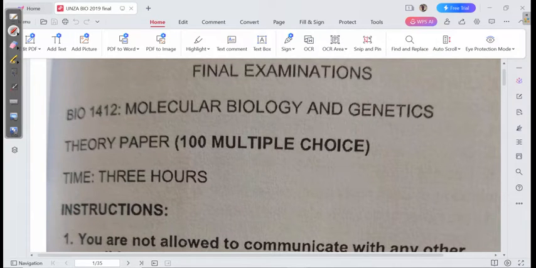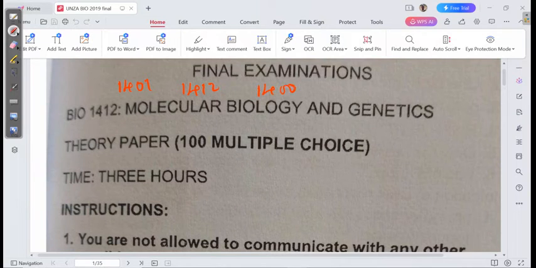Previously, starting from 2020 going back, biology was divided into two. There was BAR 1401, which was biomolecules and cells. Then there was also BAR 1412, which was molecular biology and genetics. Okay? So at the moment, there's even a BAR 1400.